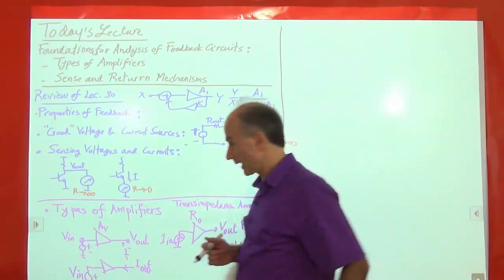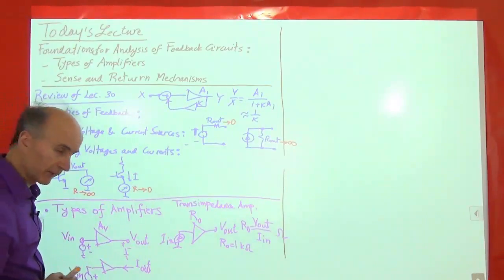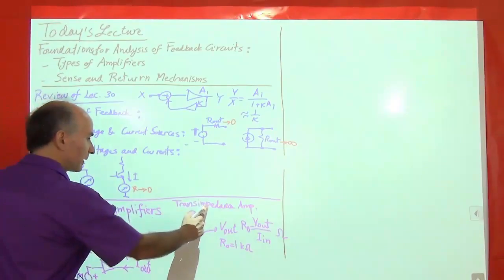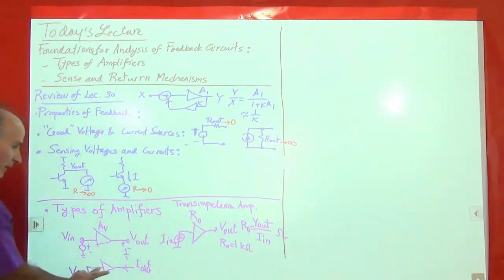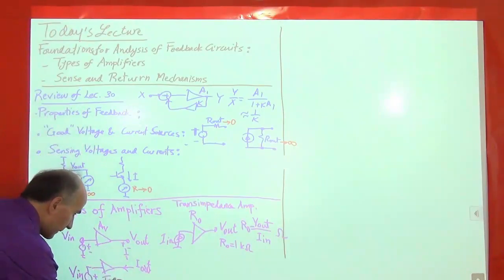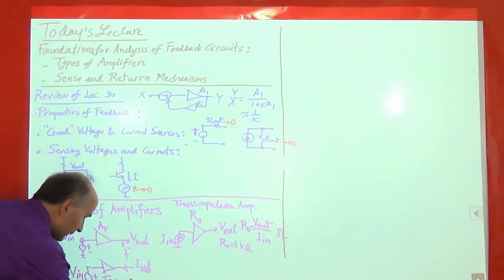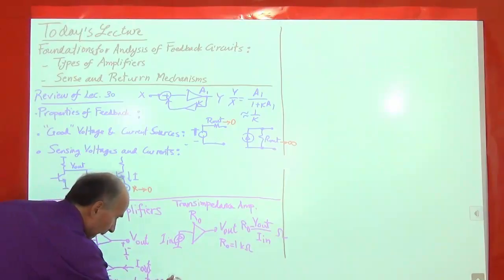The circuit also has a name. We will call this a transconductance amplifier. See, this was transimpedance, transresistance, if you will, right? Impedance. This will be transconductance. So this is called a transconductance amp.